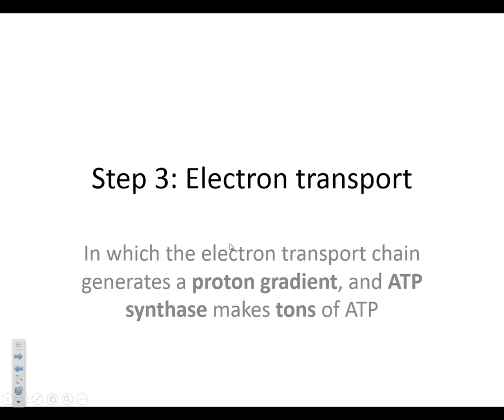Right? Electron transport, in which the electron transport chain generates a proton gradient. Do you know what a proton gradient is? Do you know what a gradient is? You know what protons are. What kind of charge do protons have? They have a positive charge, yeah?